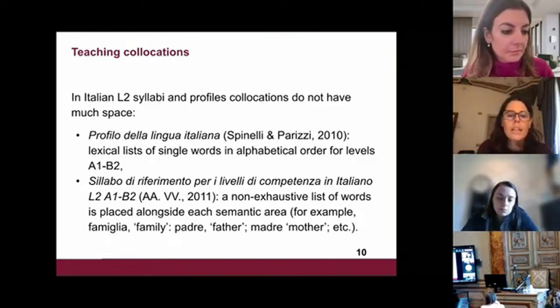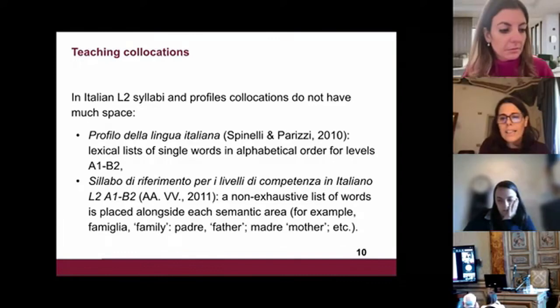For example, in the Italian language profile, we can find lexical lists of single words in alphabetical order for levels from A1 to B2. And similarly, in the syllabus adopted by the official Italian as L2 certifications, again, mainly single words are given.